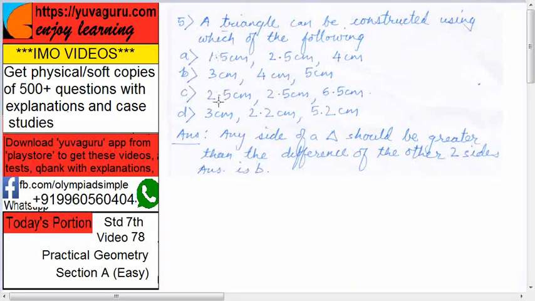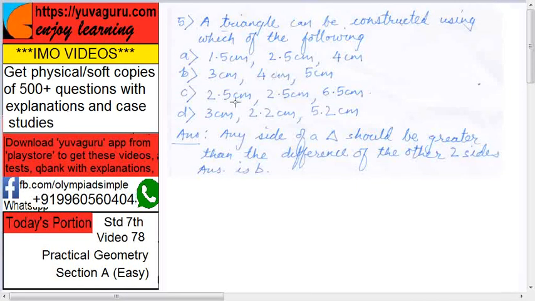A triangle can be constructed using which of the following three sides? Here, any side of a triangle should be greater than the difference of the other two sides. We have discussed this earlier in the earlier video and earlier chapter, properties of triangle. Kindly check that chapter. There are two properties of any triangle: greater than the difference and less than the sum of the two sides. So check this, which one is this? Only in B does the answer lie.